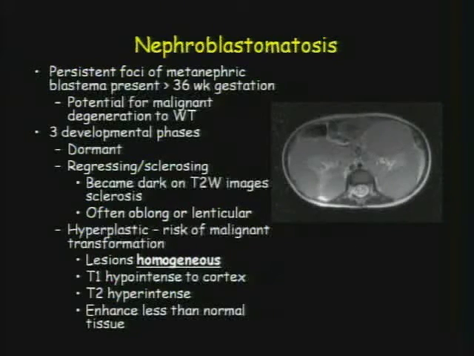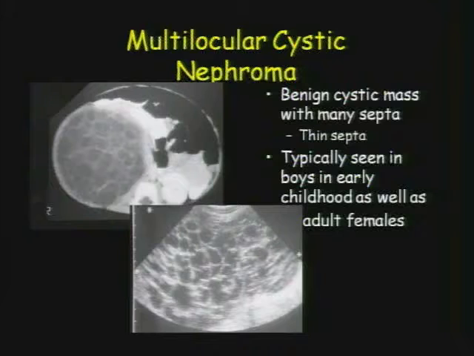There are 3 phases of it. It can be dormant, it could be regressing, but the big part we're worried about are the hyperplastic lesions. And as Dr. Daldrup-Link mentioned, you want to see that these lesions are homogeneous. If they're not homogeneous, you start thinking about the worry of conversion to Wilms tumor. And MRI is a fabulous way to follow this lesion. They're T1 hypointense, T2 hyperintense, and as they regress, they become fibrotic, so you can watch them become dark on T1 and T2 images. They enhance less than the normal tissue. So again, if you see them becoming inhomogeneous, worry that you have transformation.